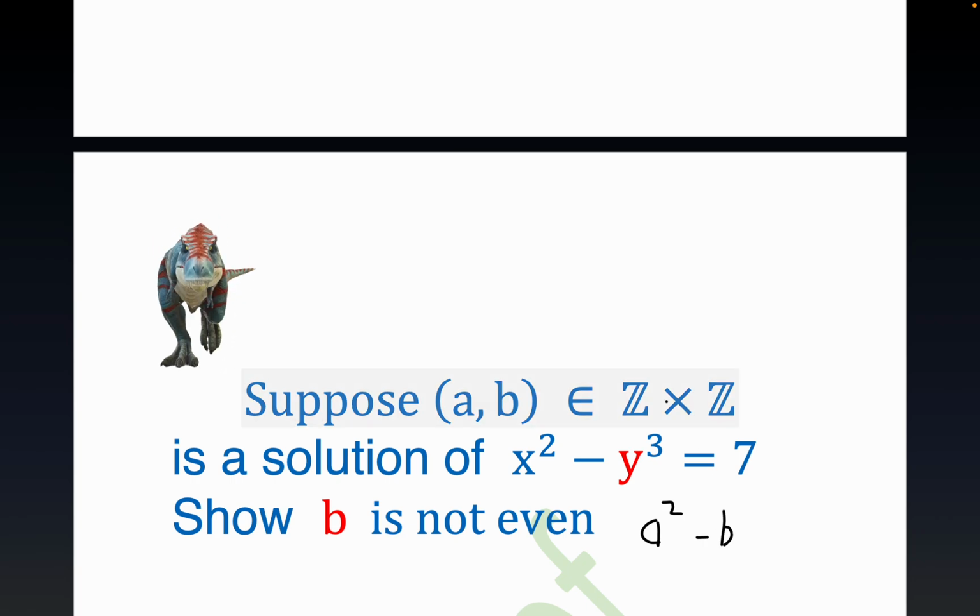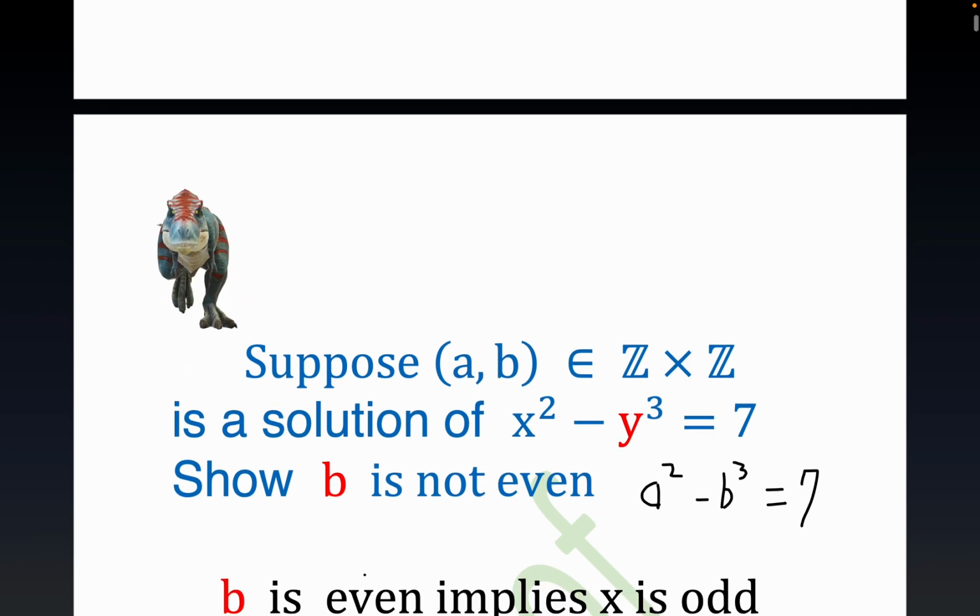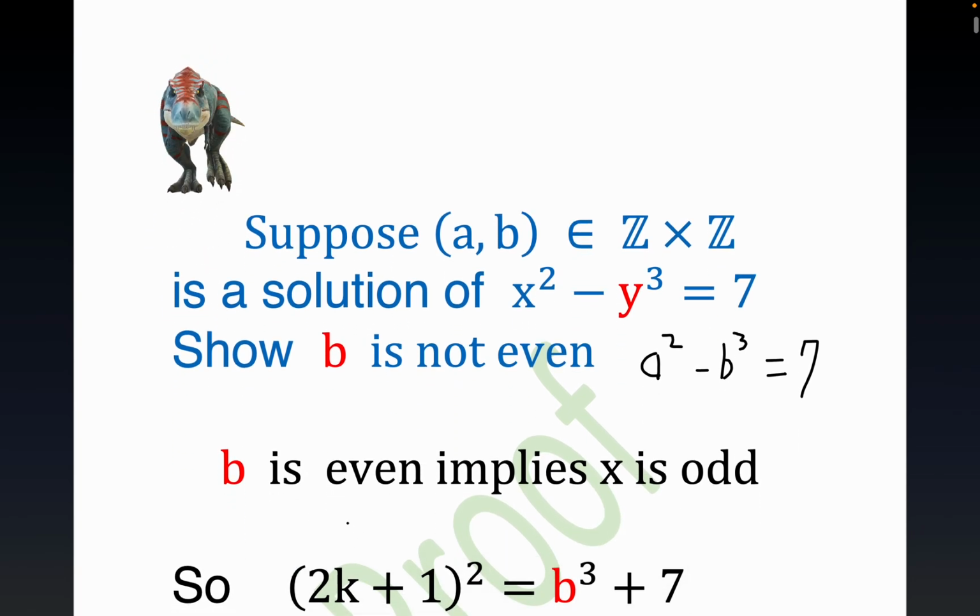This is from the Cartesian product of the integers. So that would be a squared minus b cubed equals 7. That's what it means. Probably didn't need to write that down. So we're trying to show that b is not even. We'll do a standard proof by contradiction: we're going to show what happens if b is even.